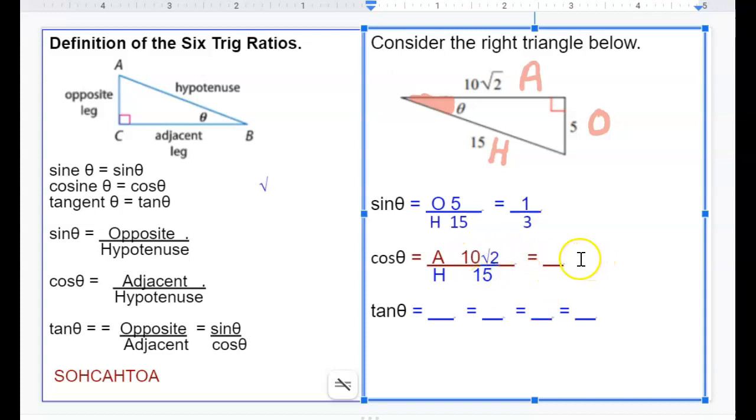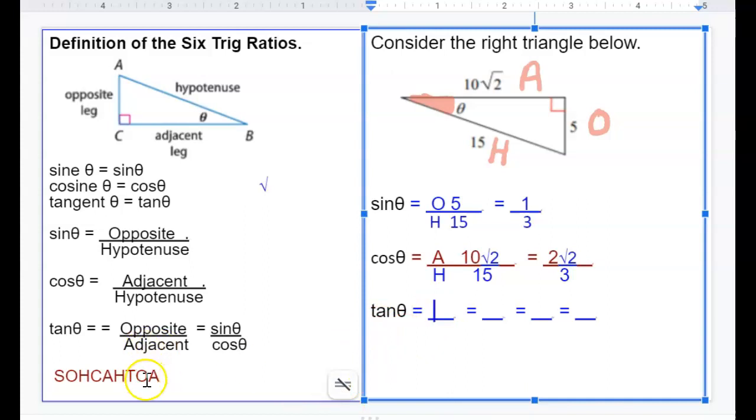5 can go into 10 and 15, so 5 goes into 10 two times. So we have 2 root 2, Control V to paste that square root 2. Now let's highlight that and underline it, pressing Control U to underline. Then at the bottom we had 5 goes into 15 three times. So that will be 2 root 2 over 3.